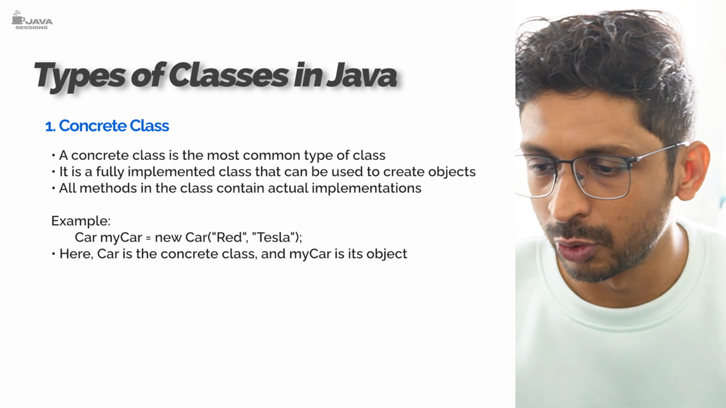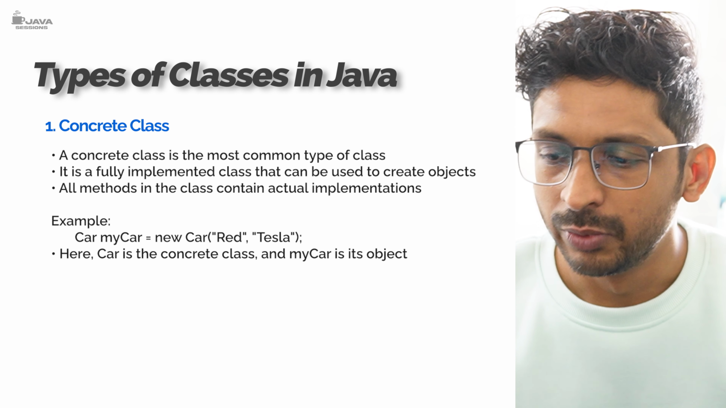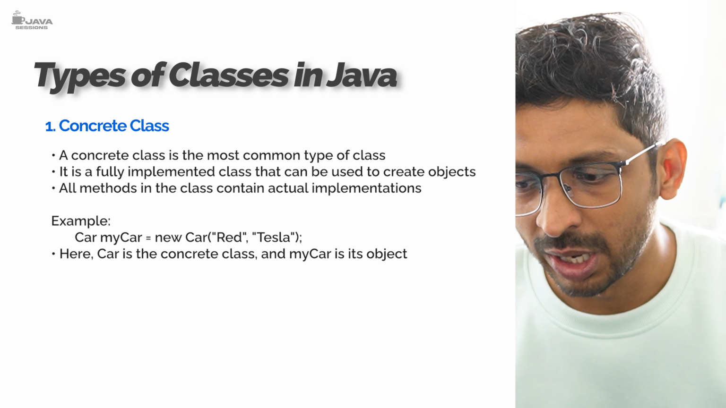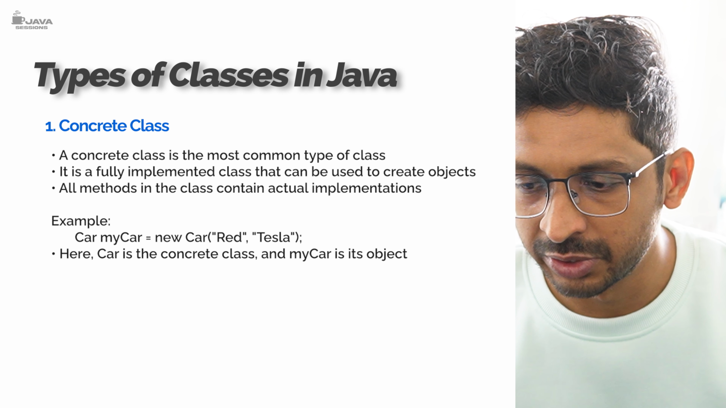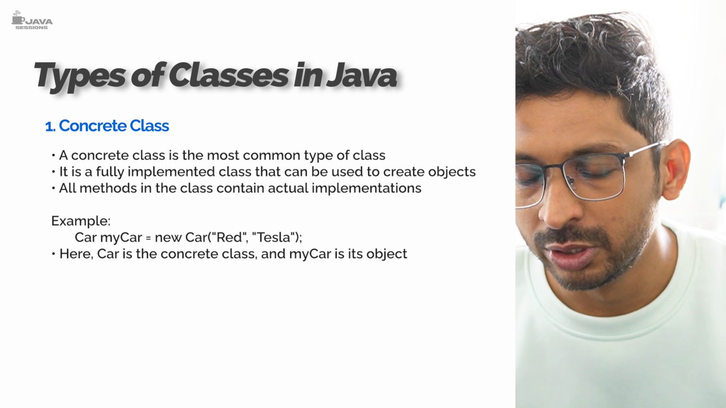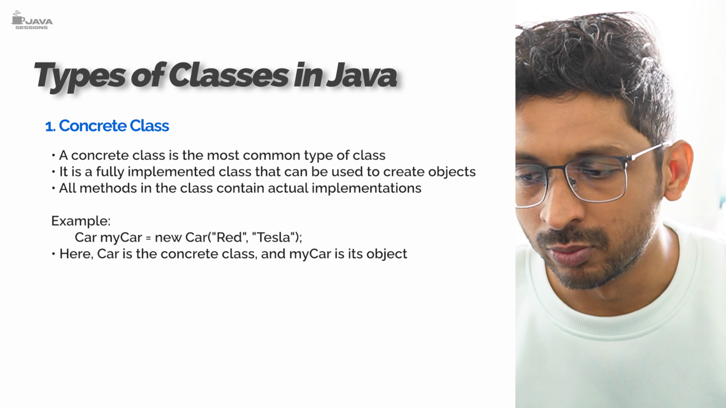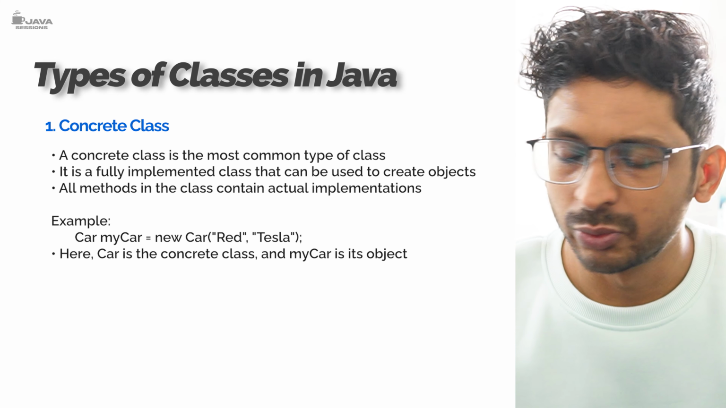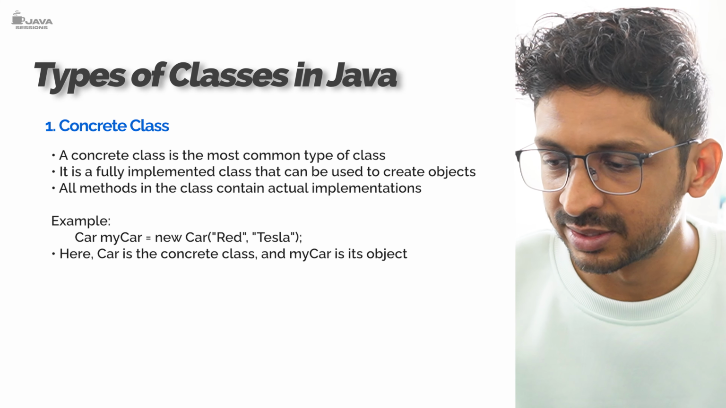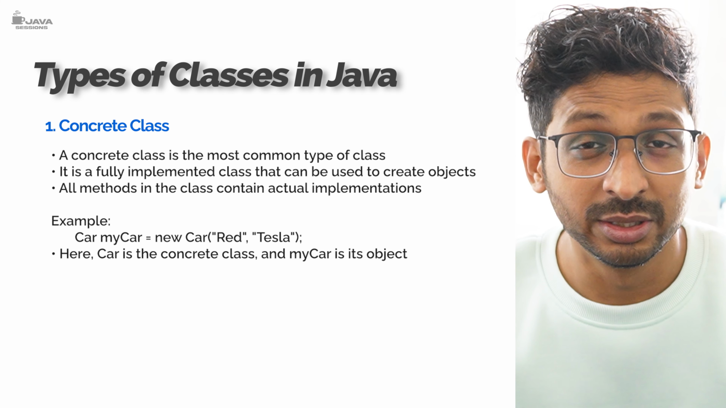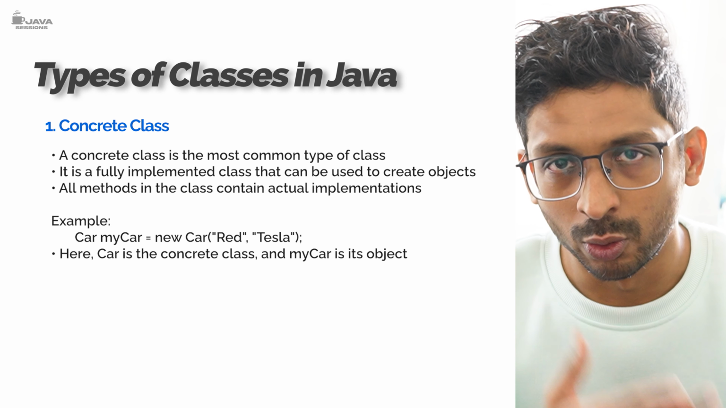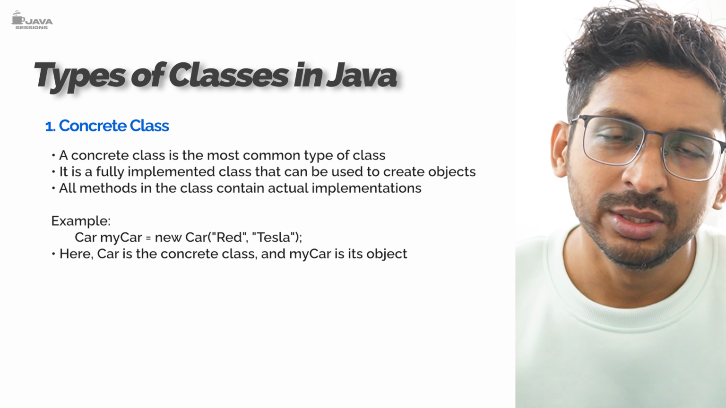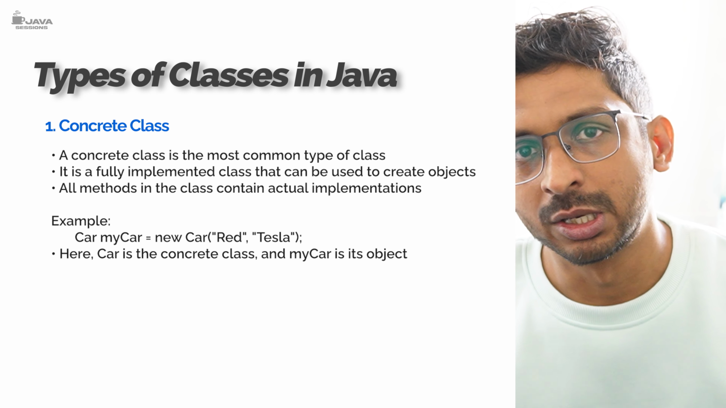In this case, for example, from the class car, we can create a new object here. myCar is the new object which we have created, and we are using the new keyword here, and we are passing two values here, one for the color and the other for the model. So it is going to create a new object which is going to have two fields, red as color and Tesla as model. In this case, the car class was a concrete class, and myCar here is the object which we have created from that concrete class.